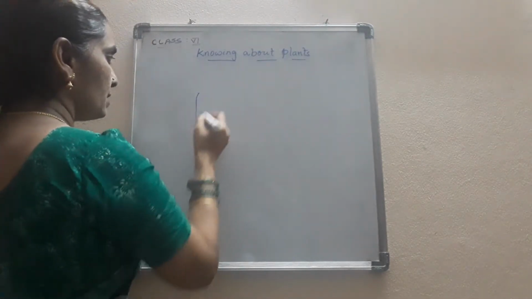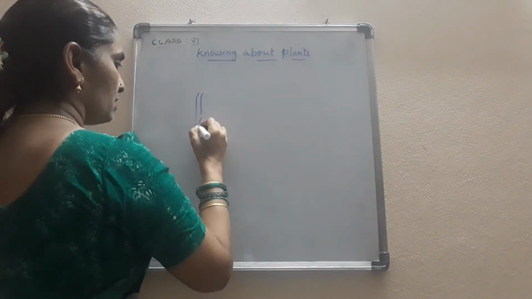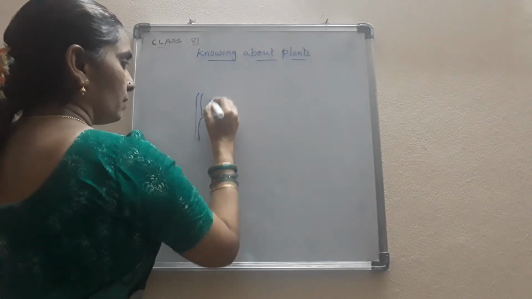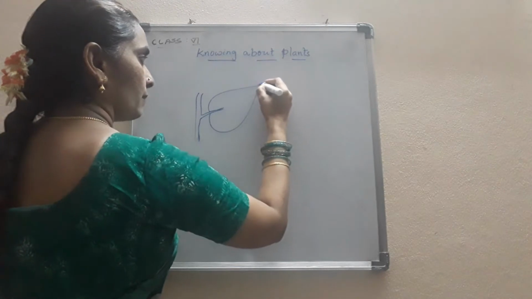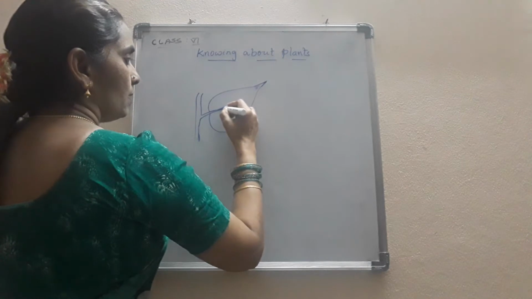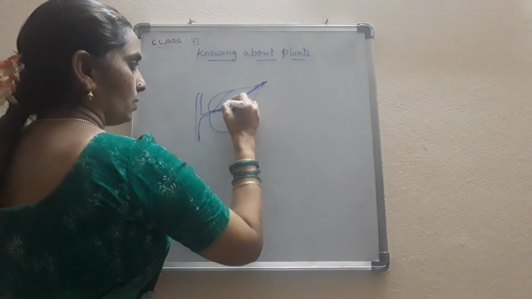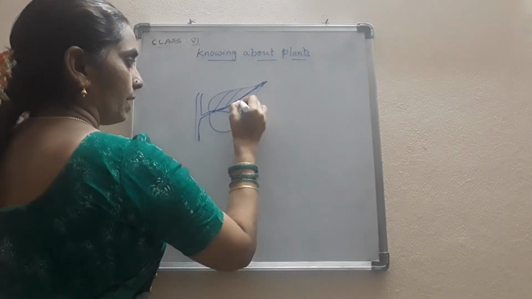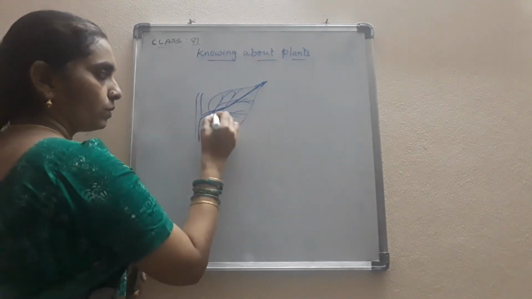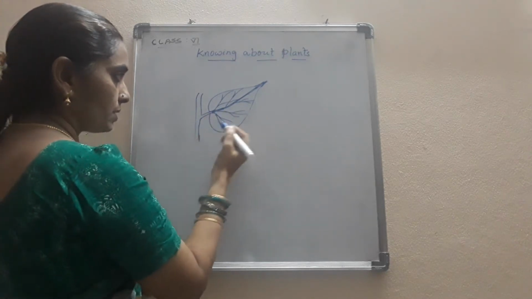Let's see here. This is the stem of the plant. This forms the stem of the plant. This is the petiole. And this is the lamina. This is the midrib. These are veins and these are veinlets. Okay, so the leaf that I have drawn here is what you see here.